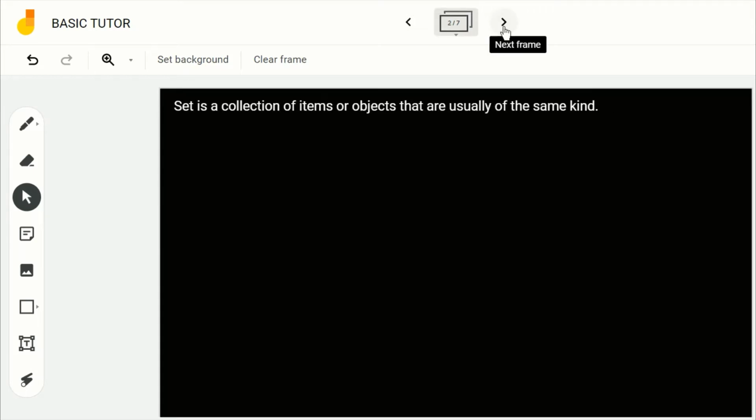A set is a collection of items or objects that are usually of the same kind. Now, a set is represented by this symbol. This is a symbol that we use to represent a set. It is called braces. So a set is represented with braces. A brace is used to show the members of a set.